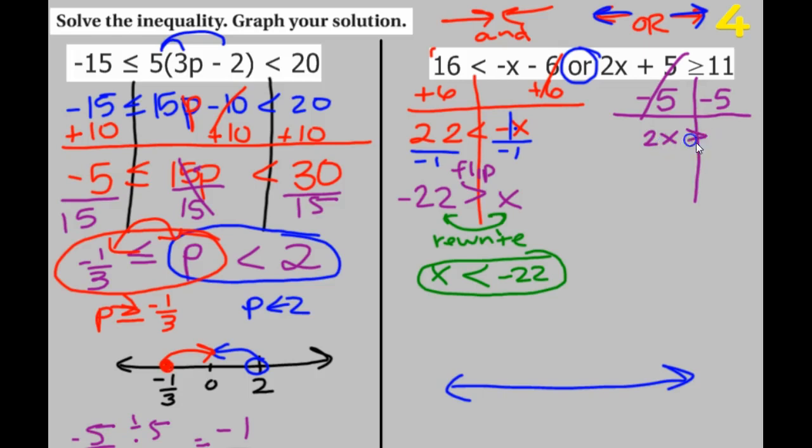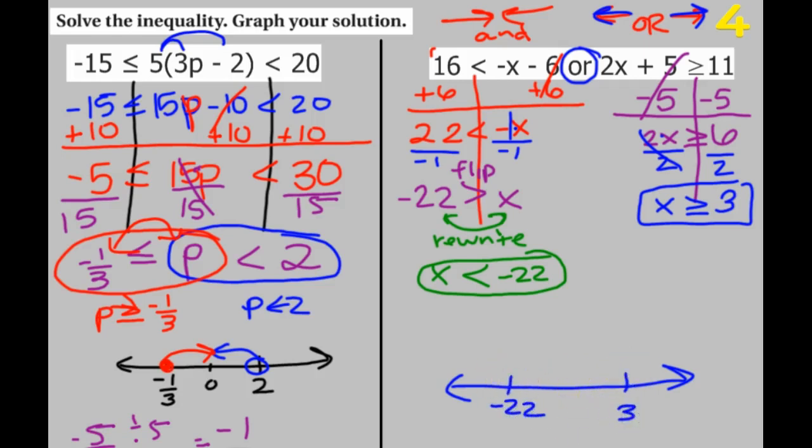We have 2x is greater than or equal to 11, take away 5 gives me 6. And then the opposite of multiplying by 2 is divide by 2. So I have x is greater than or equal to 6 divided by 2, which is 3. So I'm going to put 3 on here and negative 22. This one is a closed circle because it's equal to and pointing to the right. This one's open and pointing to the left. So there's what we have so far.